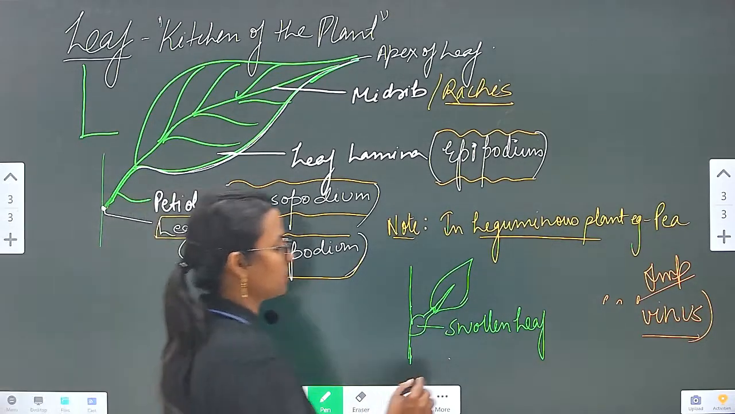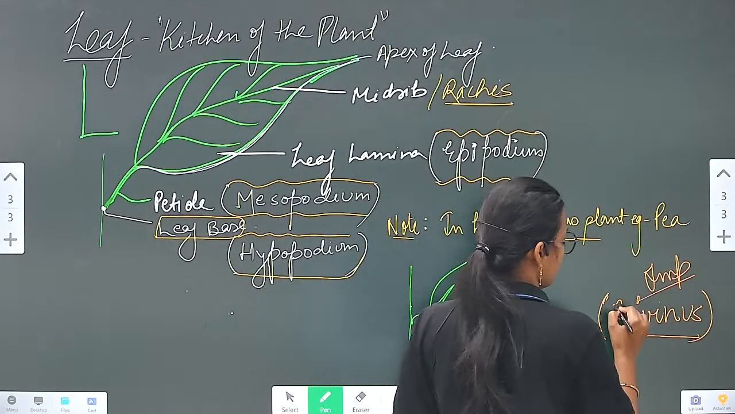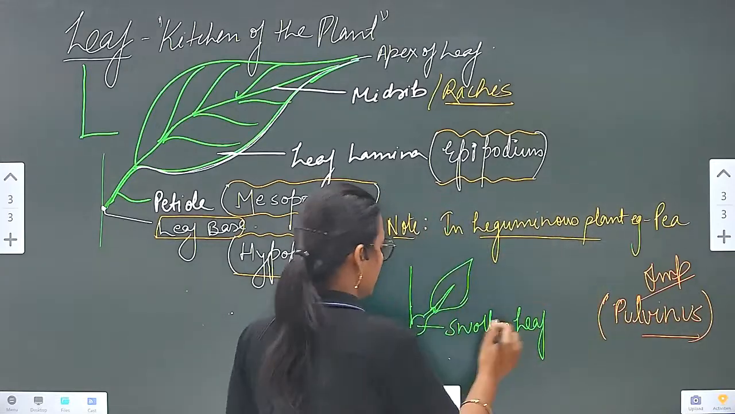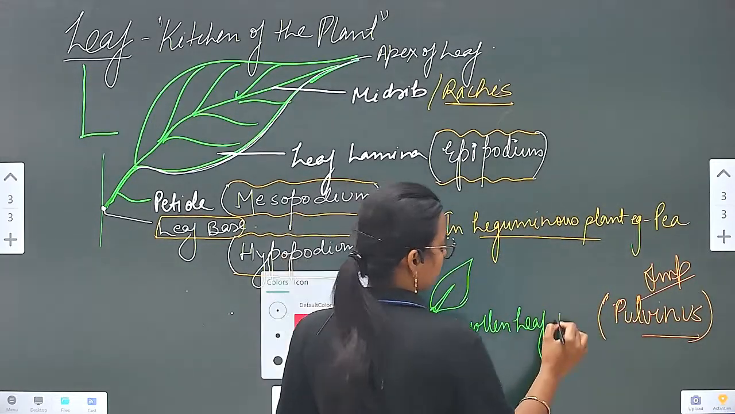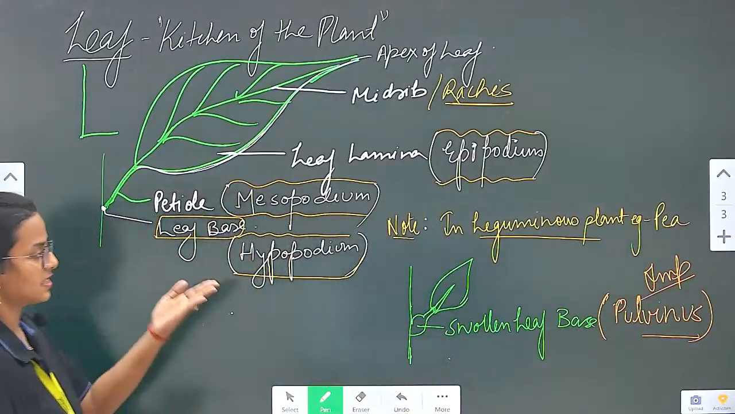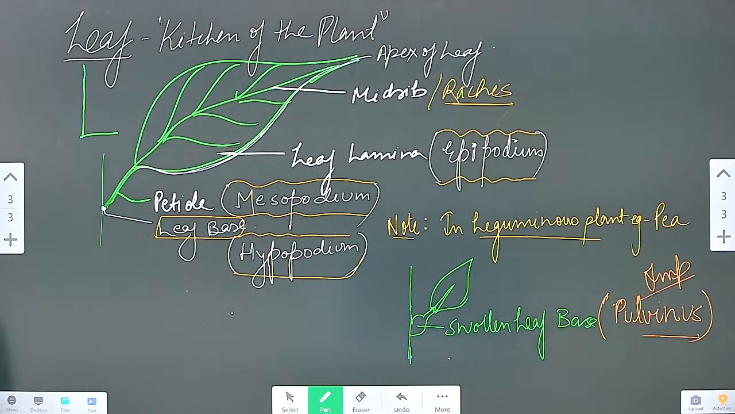Let me write it once again. Pulvinus. Leaf base. The swollen leaf base seen in leguminous plants is simply called the pulvinus. Is that clear? Any confusions up till here? Yes, no? All right.